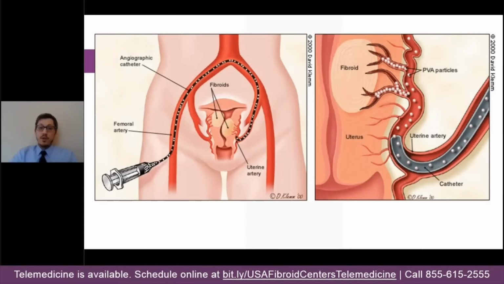Here's an image on the left. It's a small catheter going into an artery in the right thigh, and it's threaded up and over and down into the patient's left uterine artery. And then in the close-up image, you can see where the small catheter ends in the uterine artery going to this fibroid. And we inject these little particles, and these particles plug up the blood supply and cut off the blood supply to the fibroids, effectively killing them.